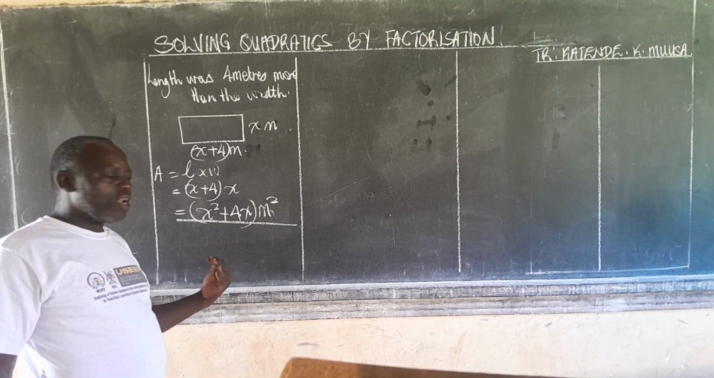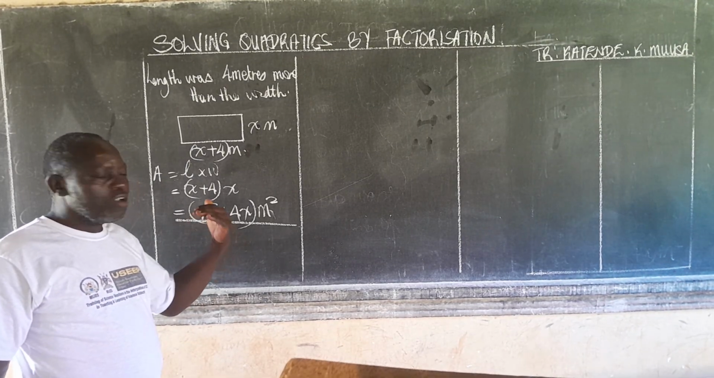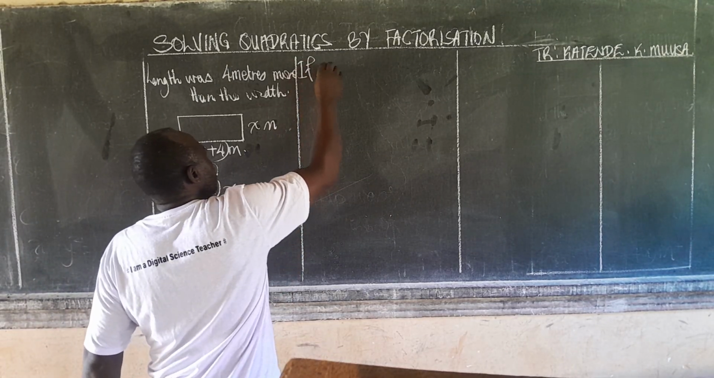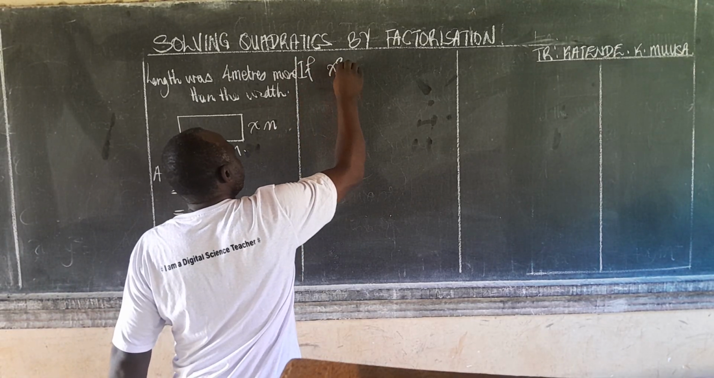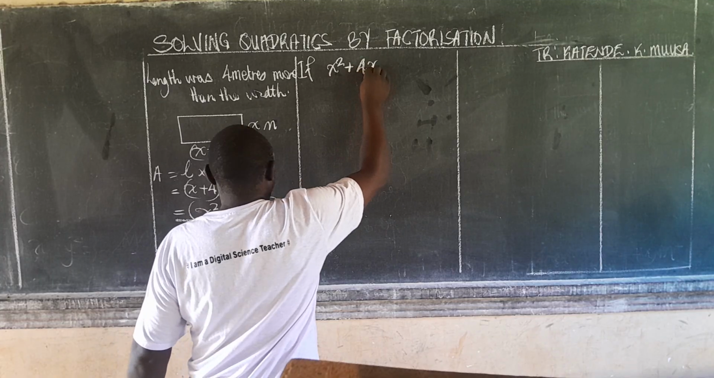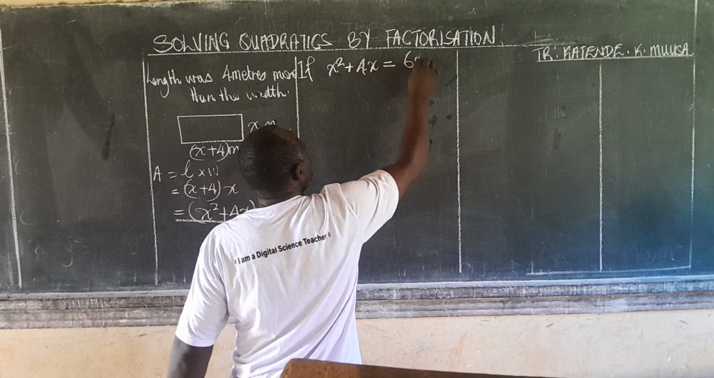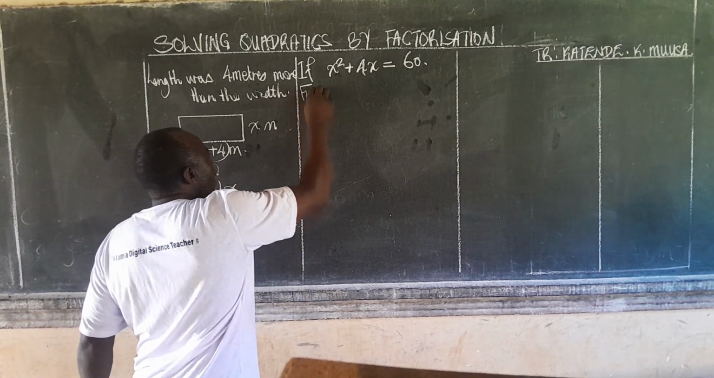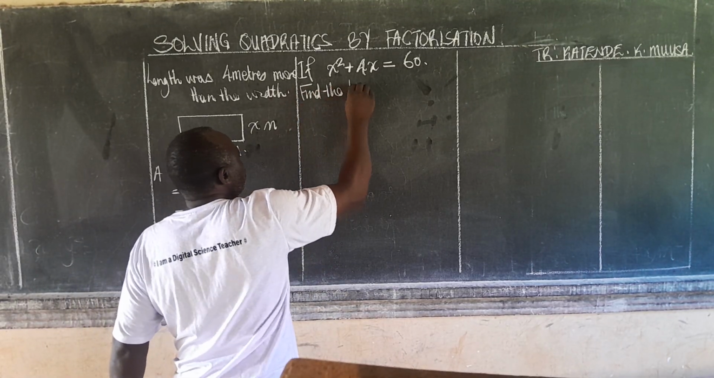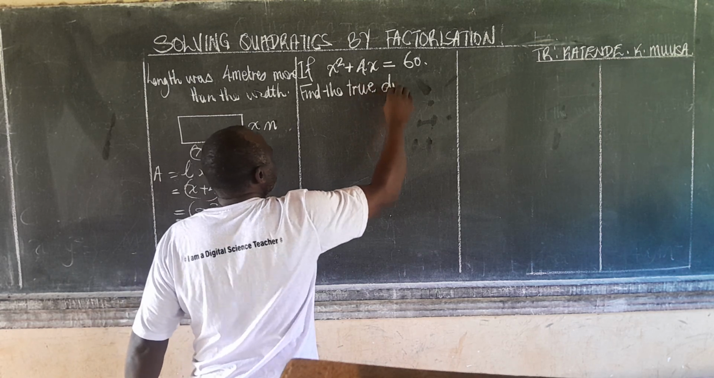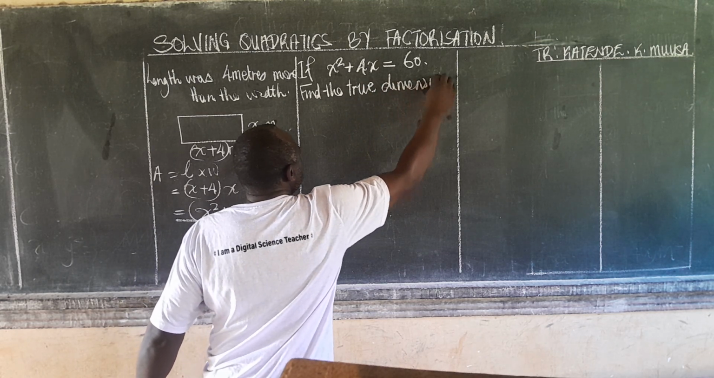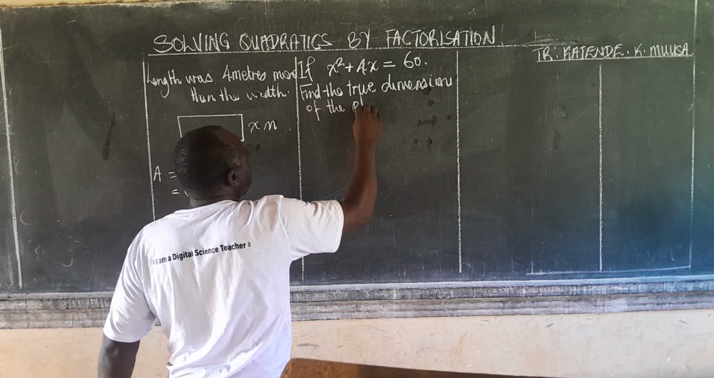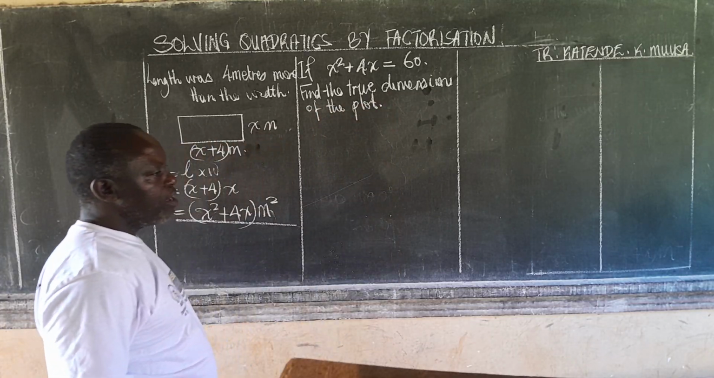Now you can be told to find the true dimensions. The second task is, if x squared plus 4x equals 60, we've been told to find the true dimensions of the plot.